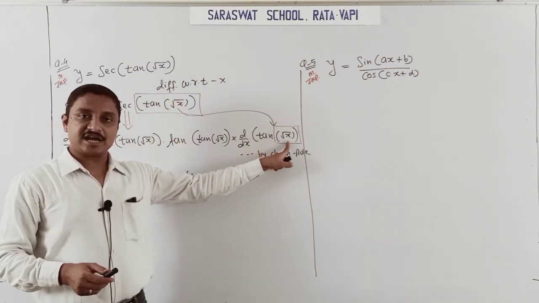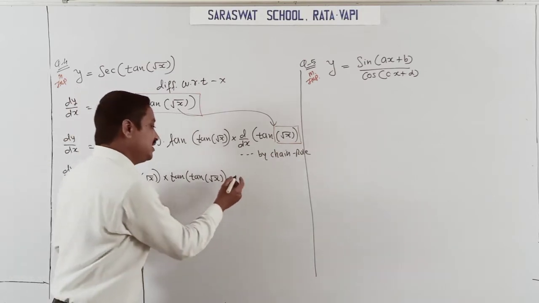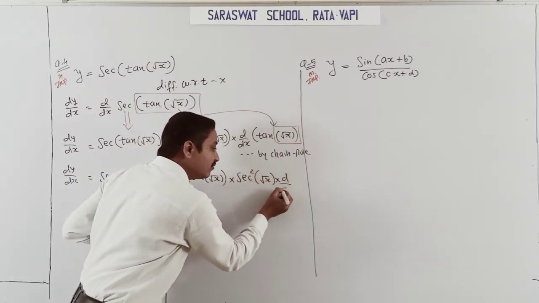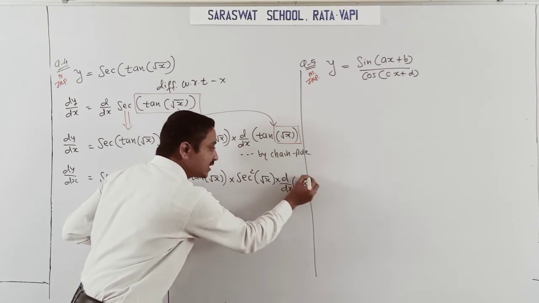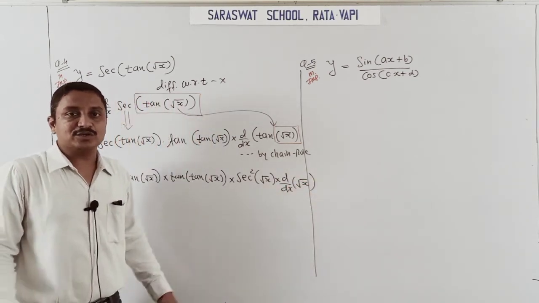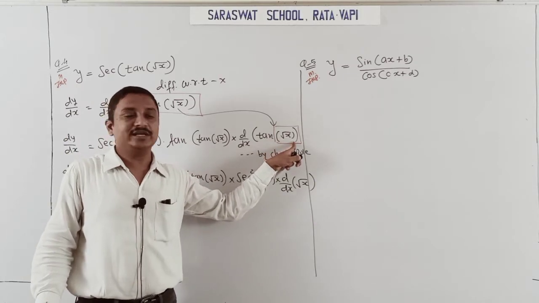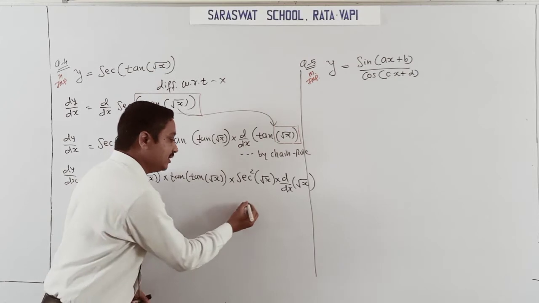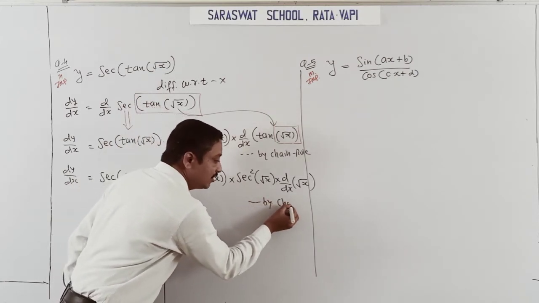So tan theta, what is the tan derivative? Yes, sec square theta. And d/dx of root x is the same, because root x is one more function inside. So the tan derivative is done, and root x is pending. Now I go to the root x derivative by showing the chain rule.